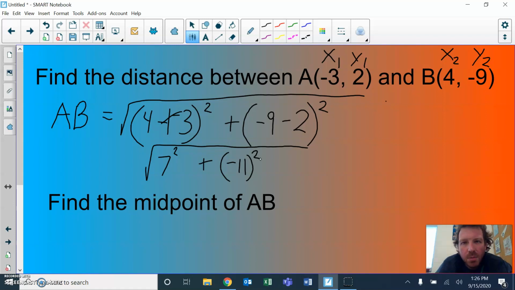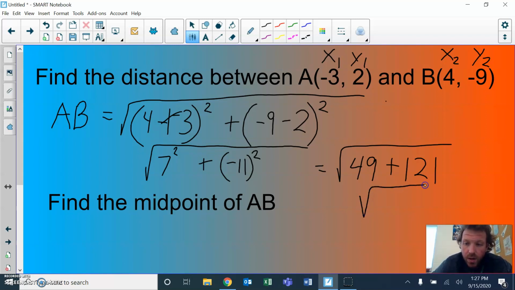Remember, distance always has to be positive. And so if you get a negative answer for this, you are wrong. We got to make sure that it's positive every time. So 7 squared is going to be 49. And 11 squared, or -11 squared, is 121. So we got the square root of 49 plus 121, and so we want to add that together, and we get 170. We got the square root of 170.